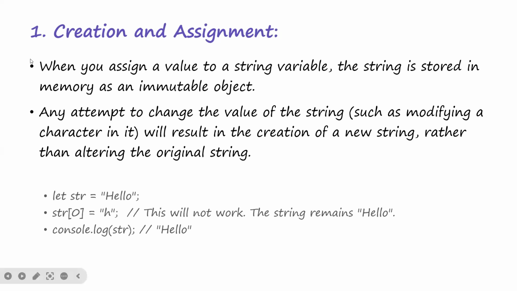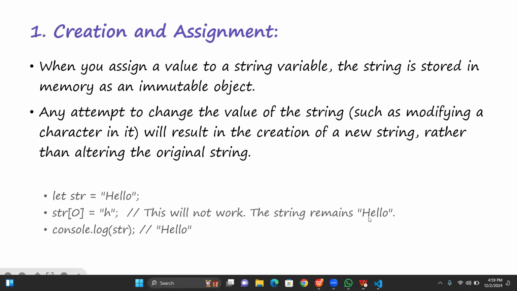Look at this example here. We are creating let string equal to hello. And in the second line, we are saying the first character, at index 0, we want to change this capital H to a small letter h. And when you console log this, you can see that we still got hello. So let's do something more practical here.